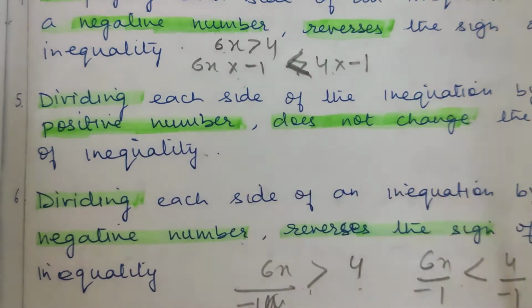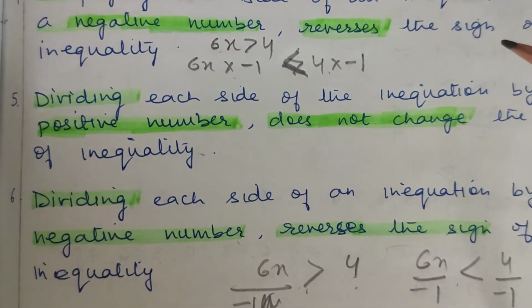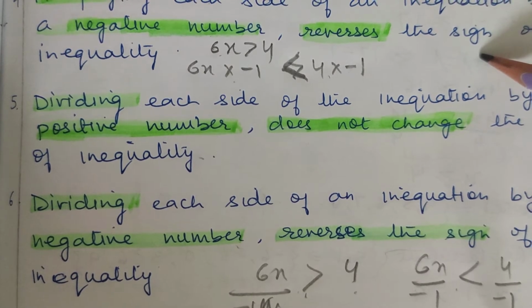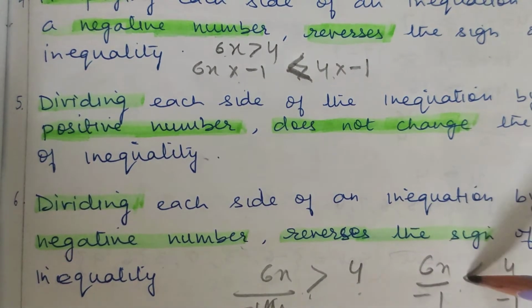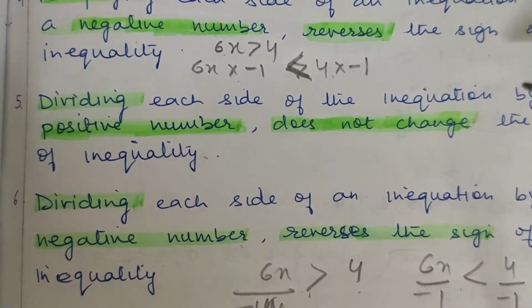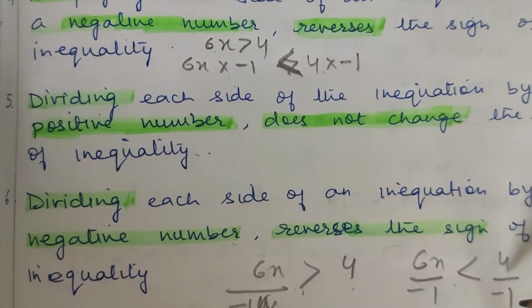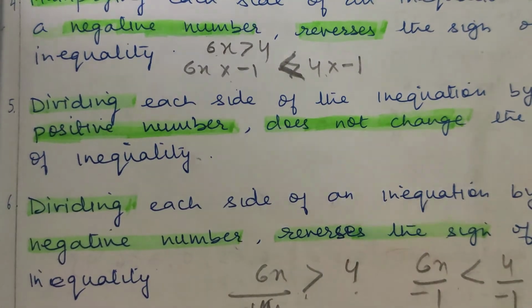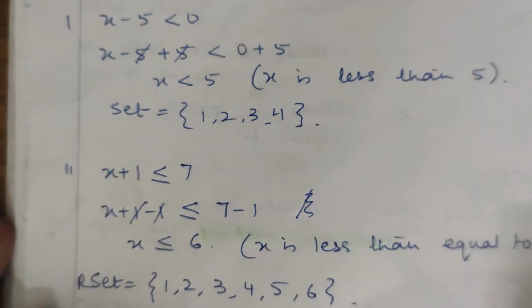So you have got two rules to remember. Multiplying by a negative number changes the inequality sign. These signs are inequality signs. And dividing by a negative number changes the inequality sign. Got it? Now moving on to the exercise.